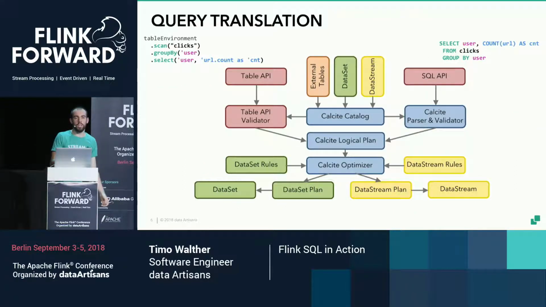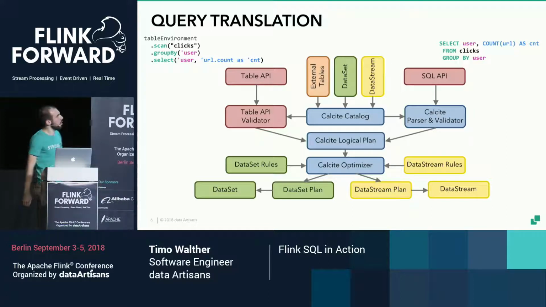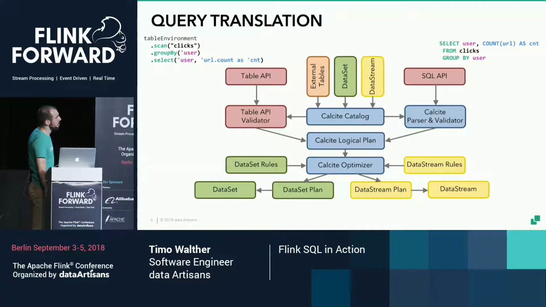So how does the query translation work underneath? This is the rough architecture of Apache Flink's table and SQL API. As you can see on the left and the right corner, we have the two APIs. Both APIs have their own validation phase. In the core, you can see we are using the Apache Calcite framework. For the SQL part, we are using Apache Calcite's parser and validator. We are using Calcite's catalog, and we are connecting to external tables. You can also convert a data stream or a data set into a table.